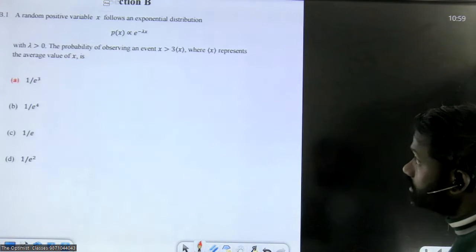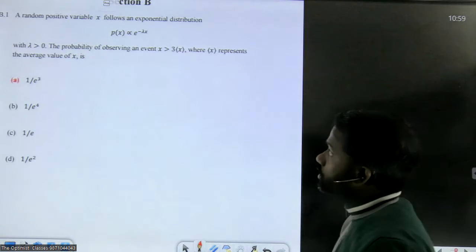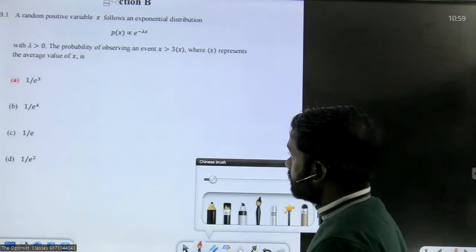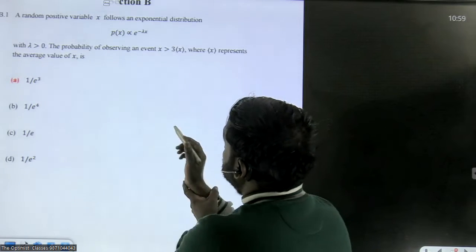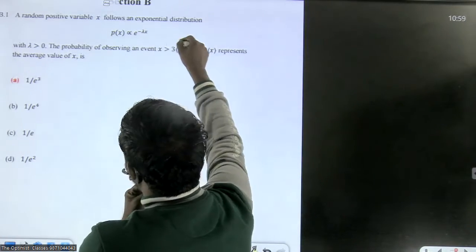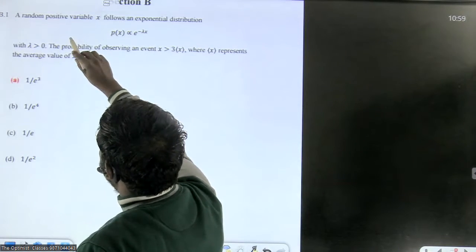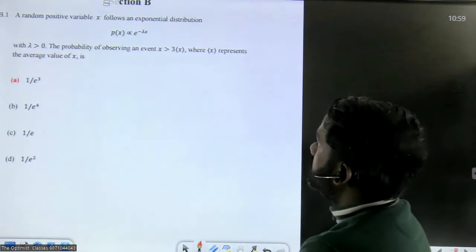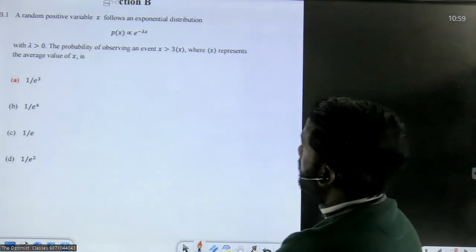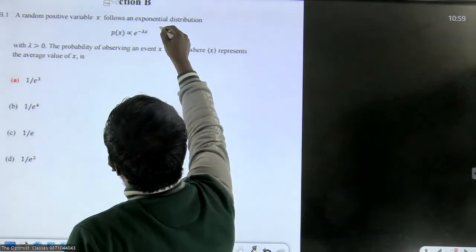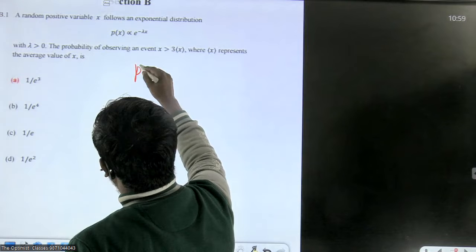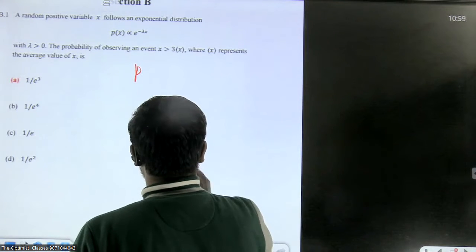Okay, now let's move to section B. Section B, here it says there is a random positive variable x. It has this distribution, so we'll write it like this. Just let me change the pen.